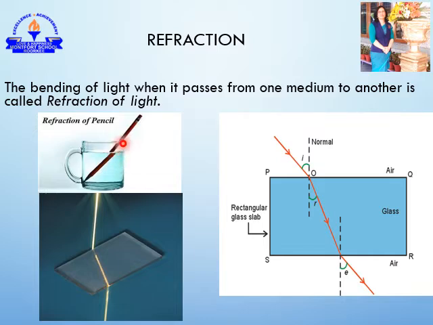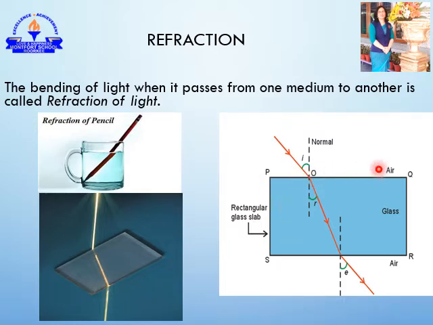Here you can see that the pencil seems to be bent at the interface of air and water. So when light passes from air to water, what happens? It bends in a particular direction. In the same way here also, this is a glass slab. When light passes from air to the glass slab, again it bends. So the bending of light when it passes from one medium to another medium is called refraction of light.